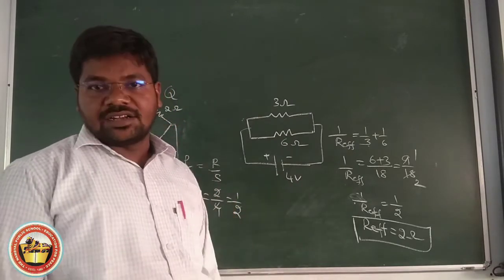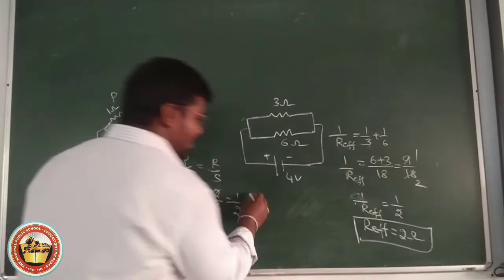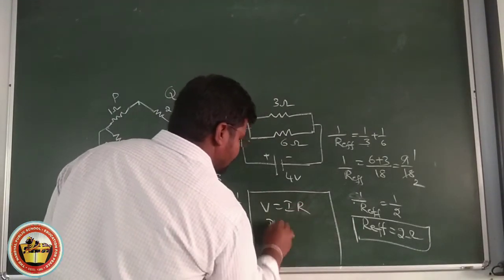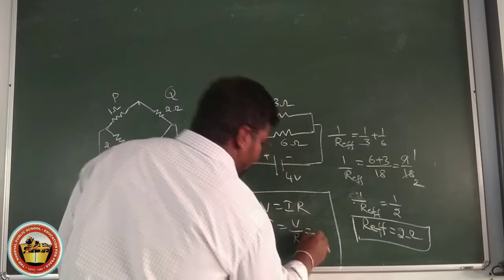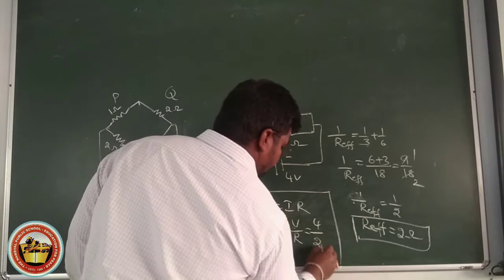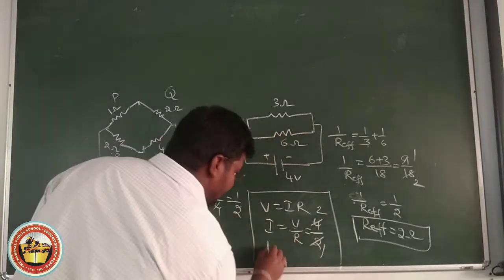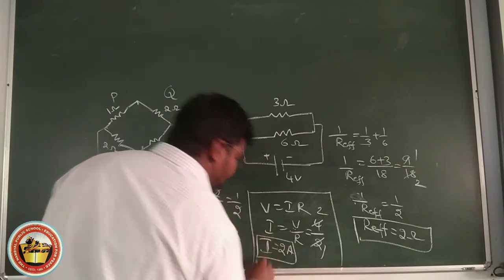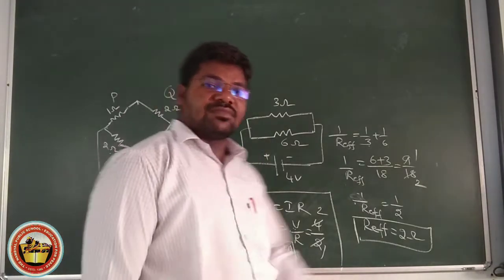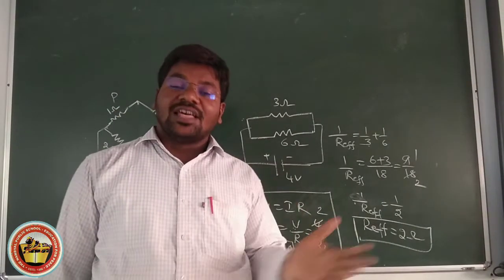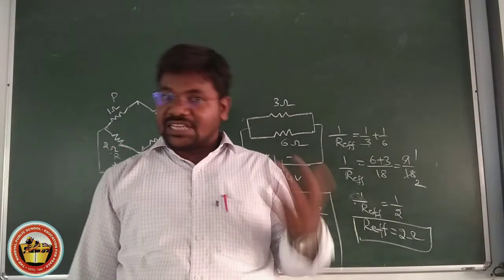From the resistance and the given battery potential, we have to find the current according to Ohm's law. According to Ohm's law, V is equal to IR, so I is equal to V by R. What is the value of V? 4 divided by 2. The current I is equal to 2 amperes.